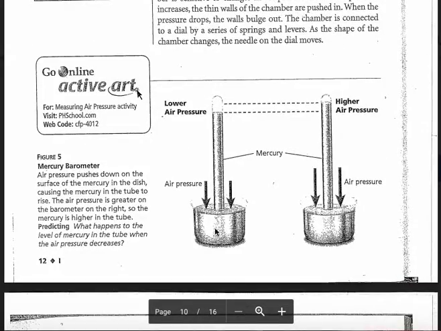So here, look, they're basically saying that the air pressure pushes down on this, which is then going to push the mercury up the tube. So higher air pressure is going to push down more here, so it's going to go higher up the tube. Lower air pressure is going to be pushing less here, so it'll be lower in the tube. Okay, that's how a barometer works.